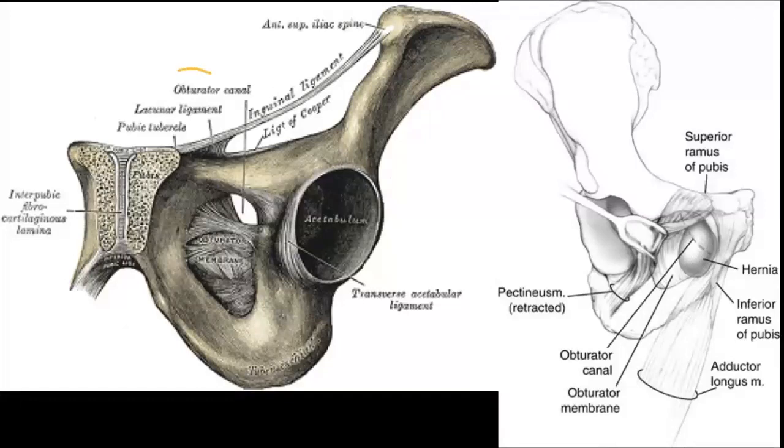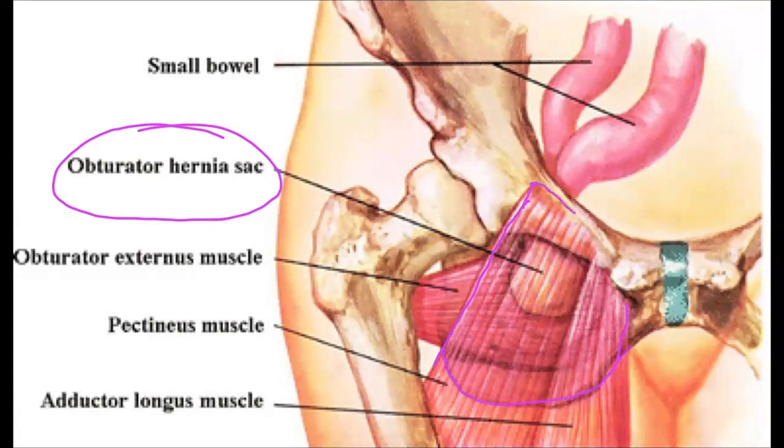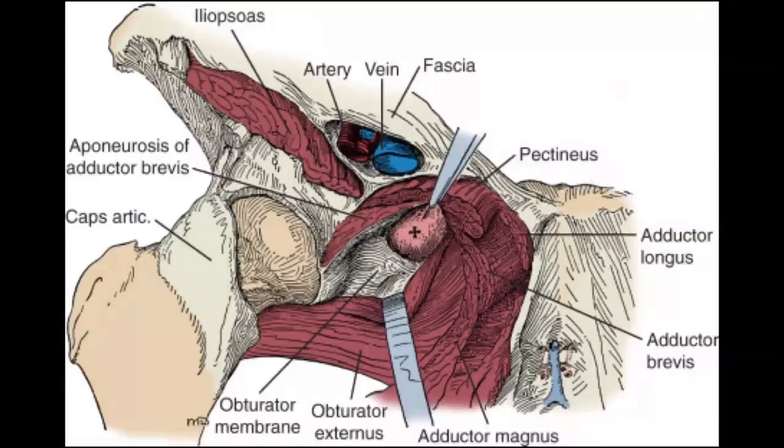You see, this is the obturator canal, and this one is the hernia. The bowels are coming through the obturator canal, right? So you see, obturator hernial sac. This one is difficult to find because of the overlying pectineus muscle. See, this is the hernial sac, right?